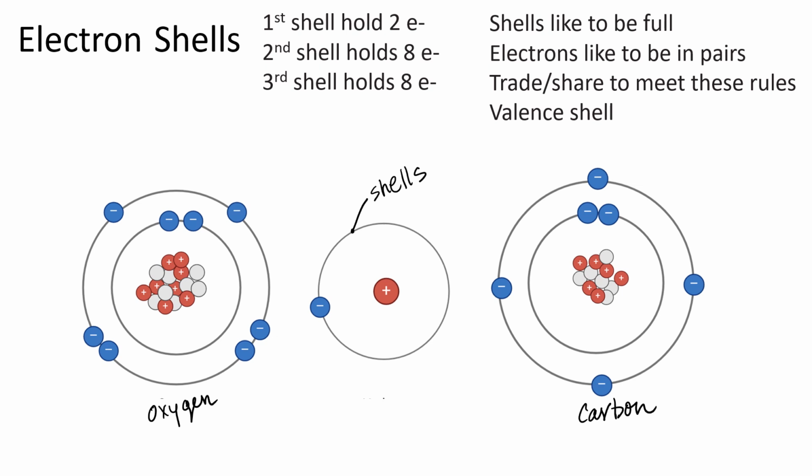Let's move to the second shell, which can hold 8 electrons, but it's only going to hold as many electrons as it needs to because we're going to go by the atomic number. Oxygen's atomic number is 8, and so we would draw only the remaining 6 into the second shell. This valence shell is not full, and that is bad.